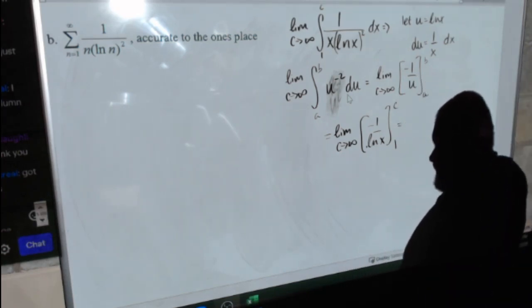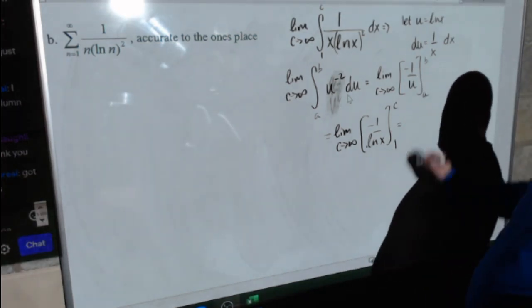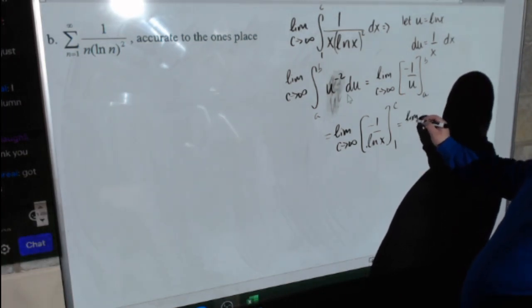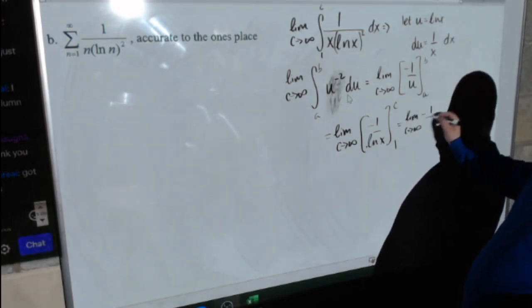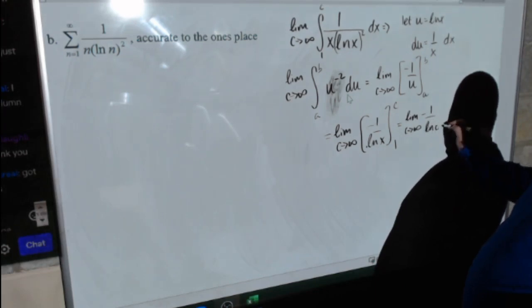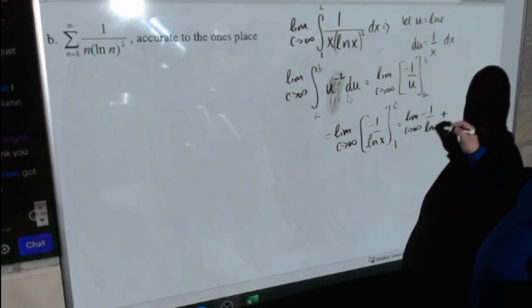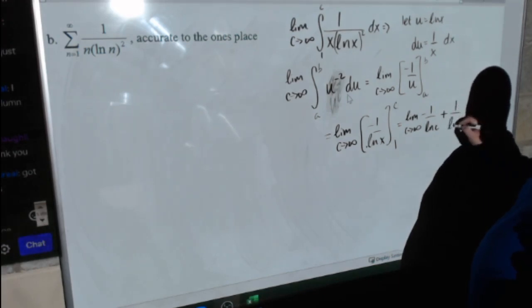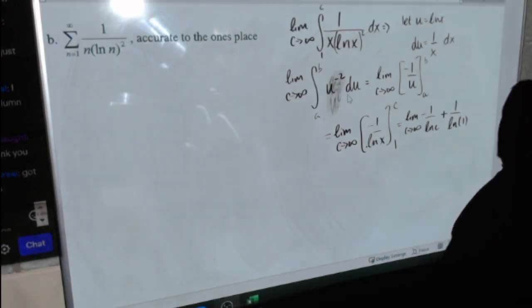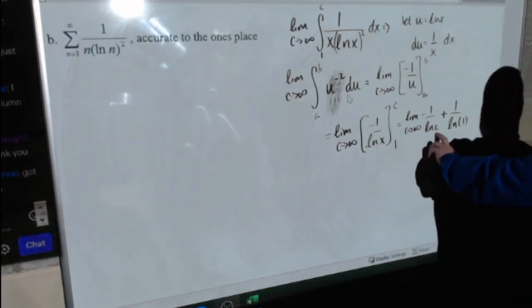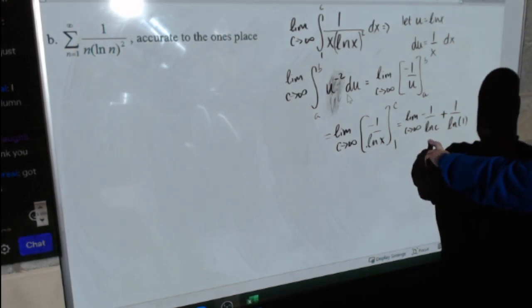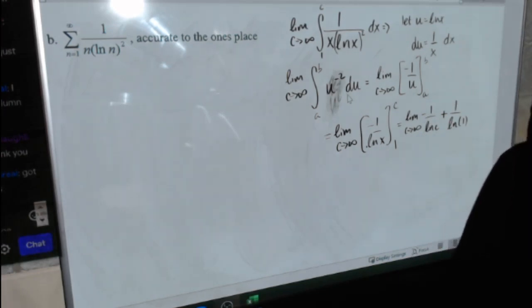So let's plug those in. So this is limit, c approaches infinity, negative 1 over log c minus, or now it's going to be plus 1 over log 1. So if I plug infinity in here, one divided by infinity is what?